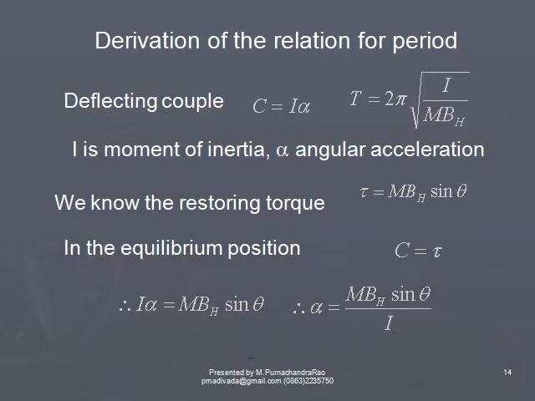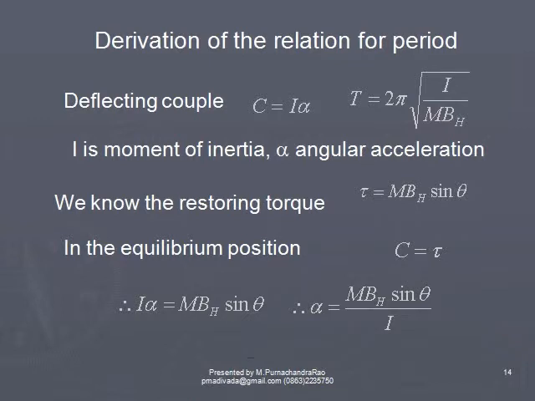We know the restoring torque tau is equal to mbh sin theta, because the restoring torque is produced by the magnetic field. So when the magnet is at an angular deflection theta, the torque applied by the magnetic field, tau, is equal to mbh sin theta.